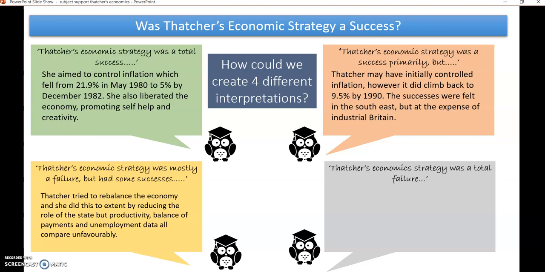And then here, this interpretation is emphasizing more of the failure, saying she did rebalance the economy. But if I looked at the data about balance of payments and unemployment, that compares unfavorably.